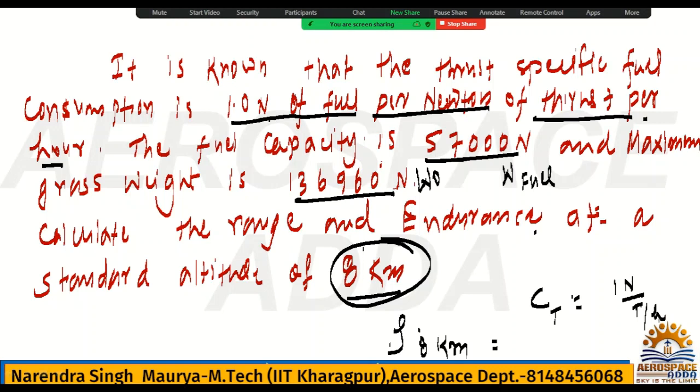So basically, you can say it is given as 1 Newton divided by Newton hour. That you can write, no? That you can write, because you can write Newton per hour, and thrust is 1 Newton. No? That is the one thing. So you just convert this into 1 Newton divided by Newton second.